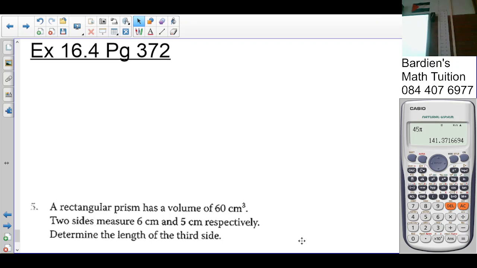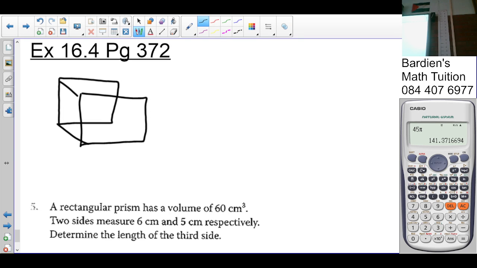Maybe the next exam. A rectangular prism has a volume of 60 centimeters cubed. So if you look at the rectangular prism, the volume is 60 centimeters cubed. So that's length, breadth and height. Two sides measure 6 and 5 respectively. Determine the length of the third side. In other words, what is the height?